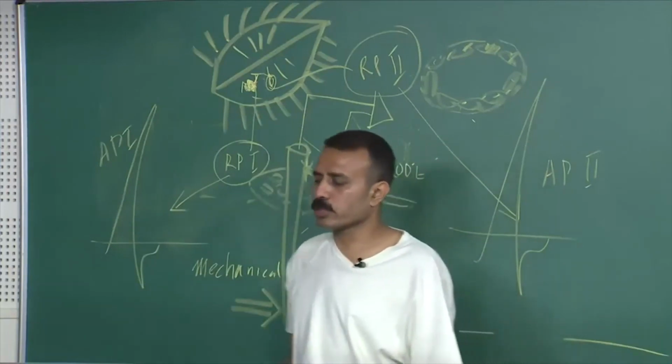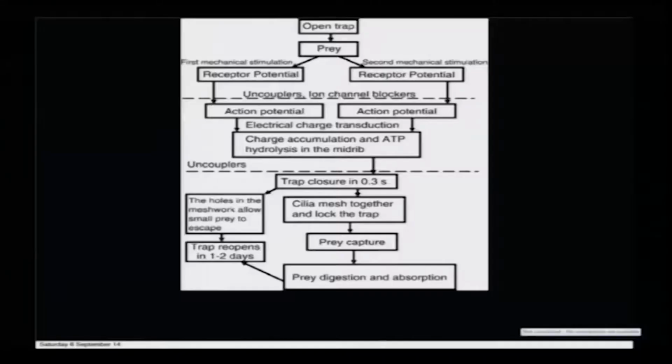Now, these two action potentials, if you follow the slide now, lead to the electrical charge transduction and charge accumulation in the ATP and hydrolysis in the midrib. Now, followed by the next level. So, part 1, if you follow this slide very carefully, you see there are two dotted lines. First one is the sensory activity. Part 2 is the electrical activity. Now comes part 3. Part 3 is your mechanical activity.